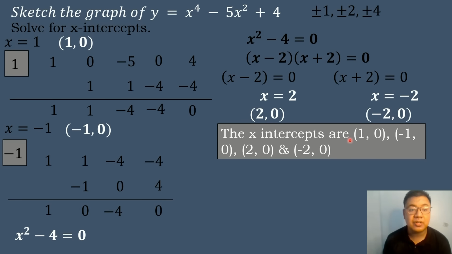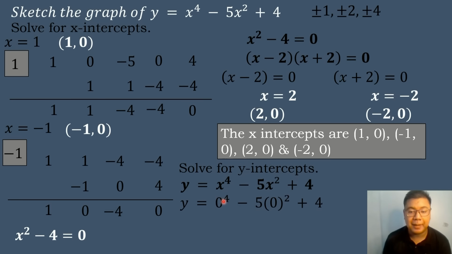So the x-intercepts are 1, 0, negative 1, 0, 2, 0, and negative 2, 0. After we have computed the values of the x-intercepts, we will now solve for the value of the y-intercept. To solve for the value of the y-intercept, we will just substitute 0 for the value of x.